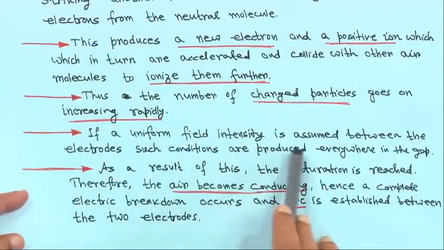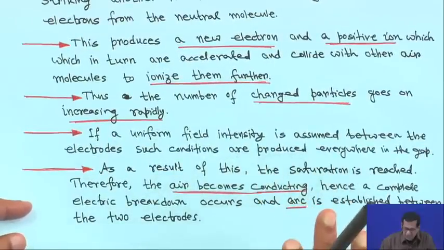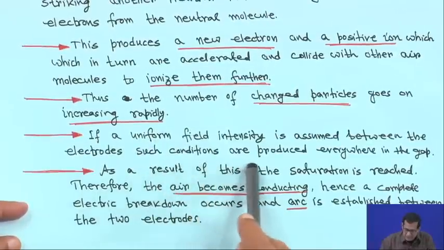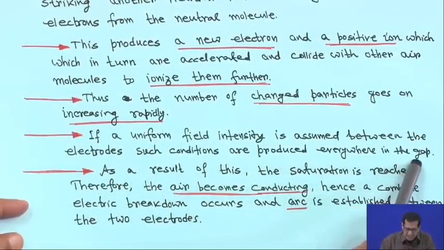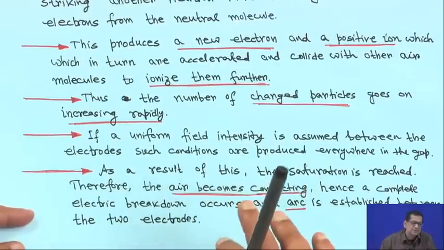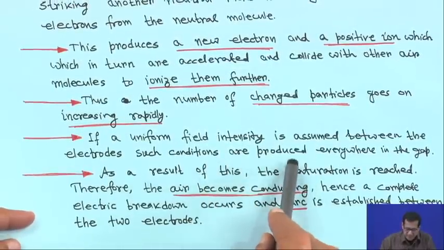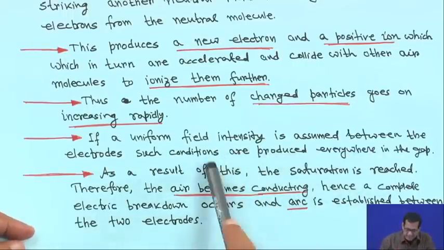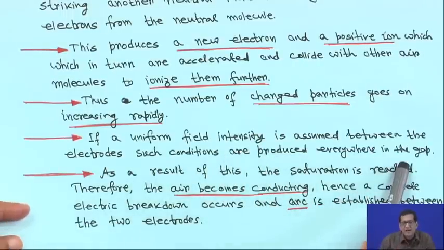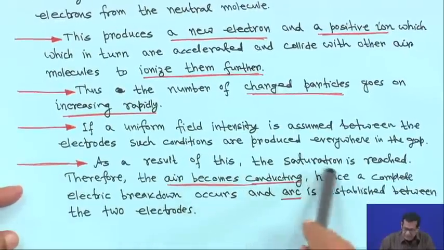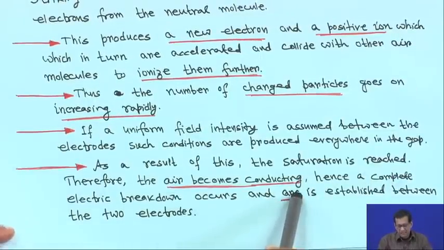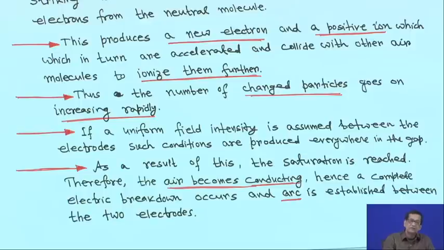If you assume a uniform field intensity between the electrodes, as I just showed with two plates, then such conditions are produced everywhere in the gap. As a result, saturation will be reached and the air becomes conducting. Hence a complete electric breakdown occurs, and an arc is established between the two electrodes.